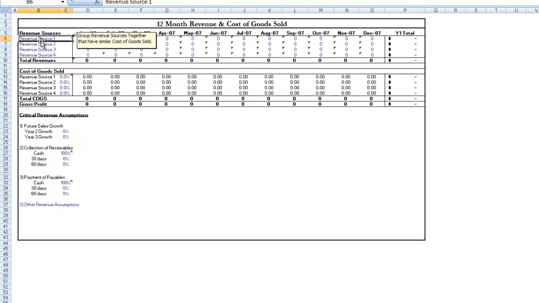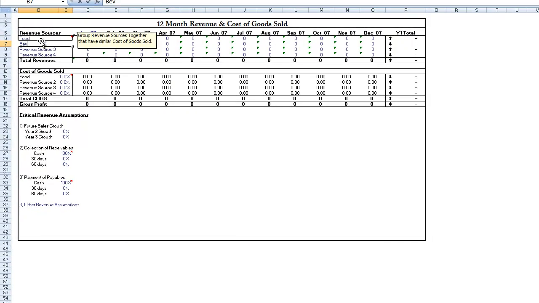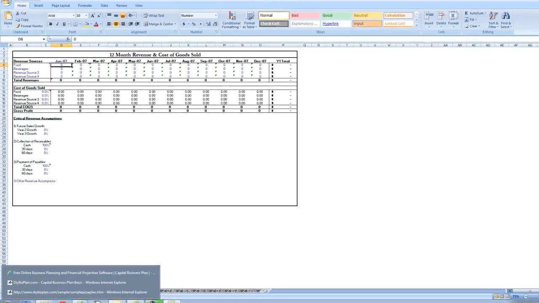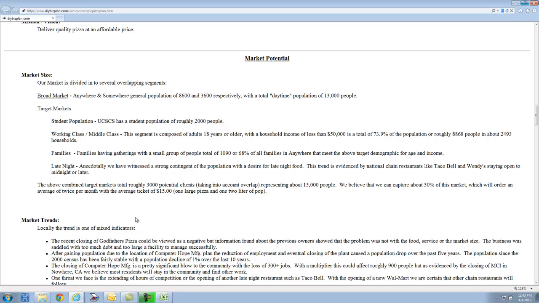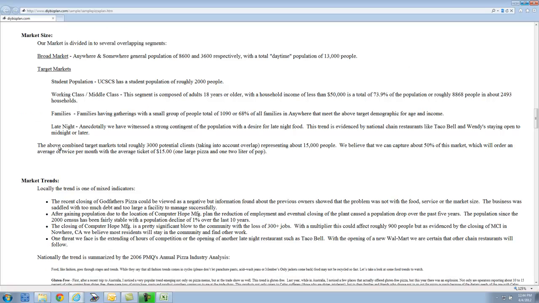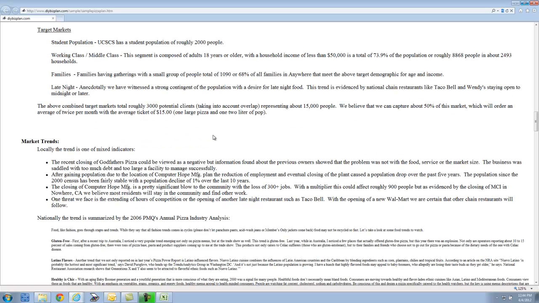The next tab then is the sales for the restaurant. So we're going to put in here, we had food and beverages. Food sales are going back to our business plan. You can see that the market size actually was not very big. It was a small town, approximately 13,000 people. It did have a campus there with roughly 2,000 people in college. And so we had our target market: student population, working class, families.